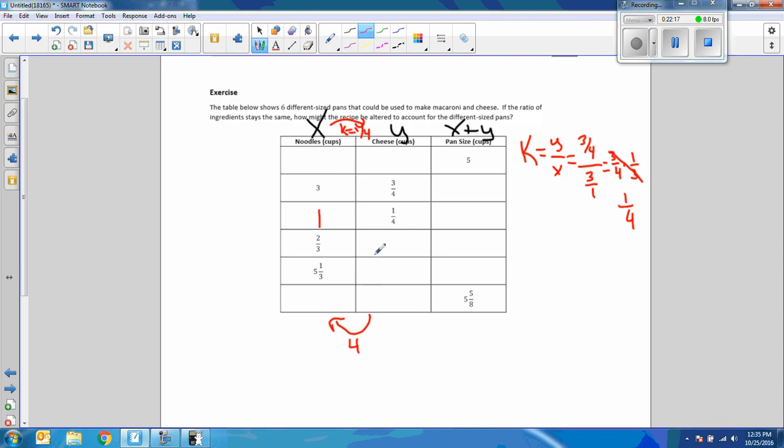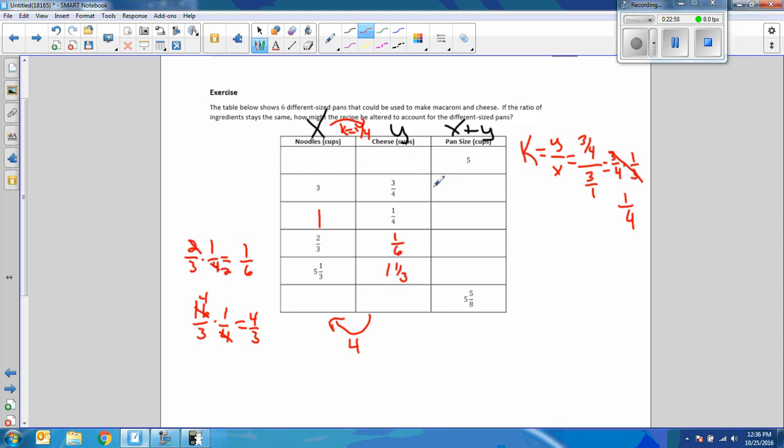Alright, so now I take 2/3 cups noodles and I multiply it by 1/4. So to find Y, I take 2/3 times 1/4, which equals, 2 becomes that, and it becomes 1 over 6. So this is 1/6. 3 times 5 is 15, plus 1 is 16 thirds, times my K, 1/4. This 4 and that 16 cancel and become 4, and we have 4/3 times 1, which is 4/3. So this is 1 1/3, or 4/3.